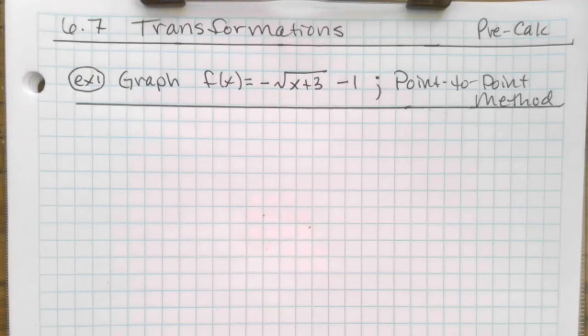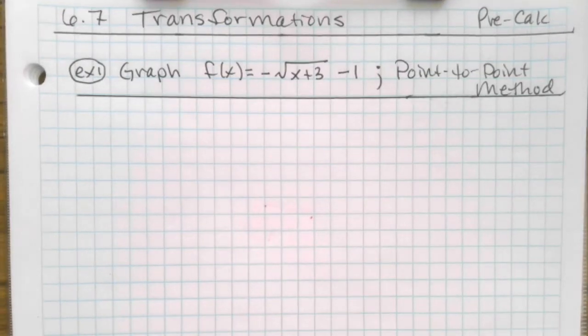Good afternoon. We are going to do Chapter 6, Section 7, which is on transformations. Now, we've already gone over transformations and the rules, but now we're actually going to apply it to different types of graphs like radical graphs and parabola graphs.